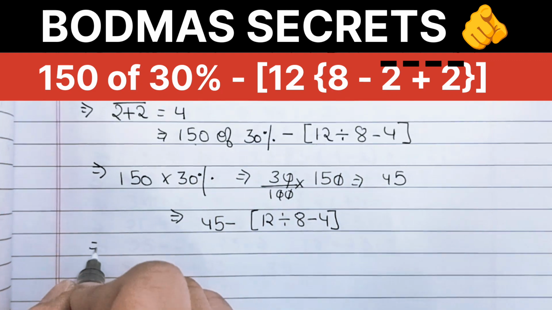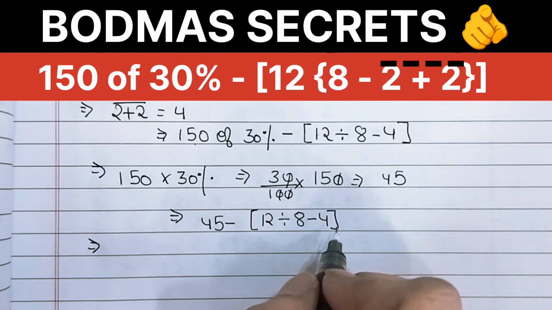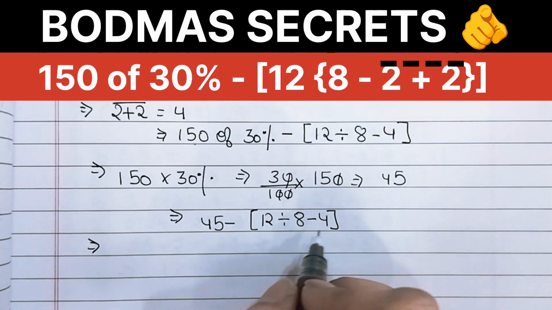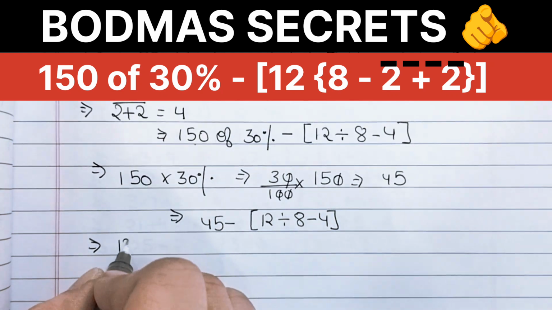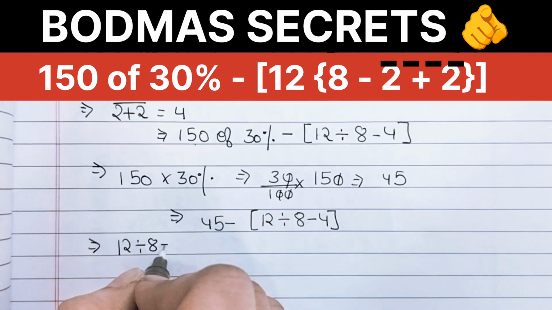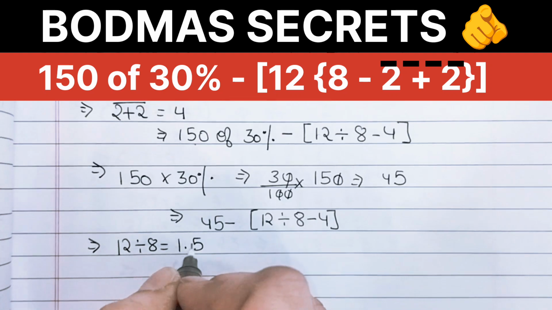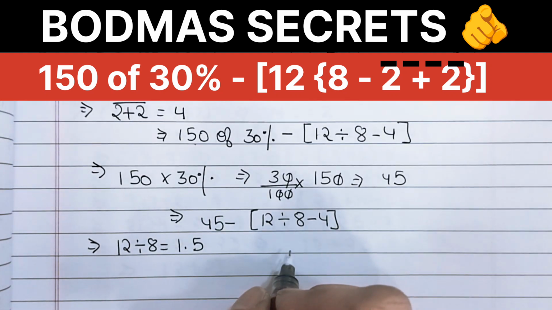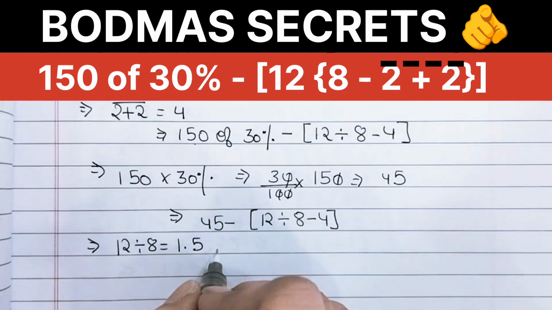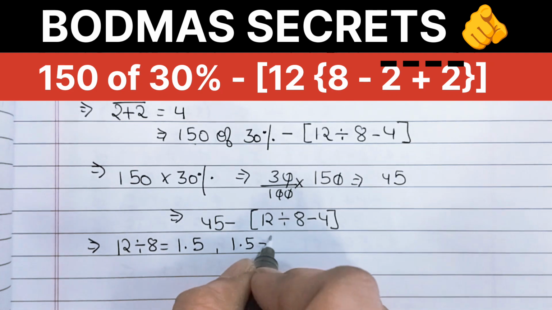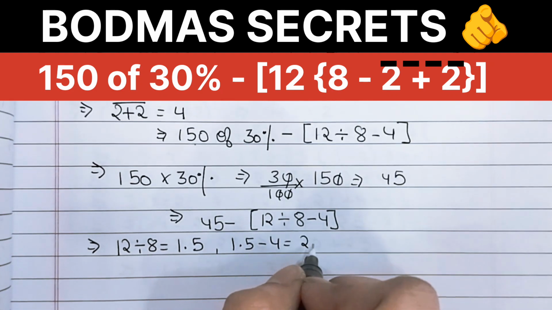Now the third step, division inside the brackets. Now solve the division within the square brackets. There is 12 divided by 8 equals 1.5. And after that, the subtraction inside the bracket, complete the operation inside the bracket. Now 1.5 minus 4 equals 2.5.